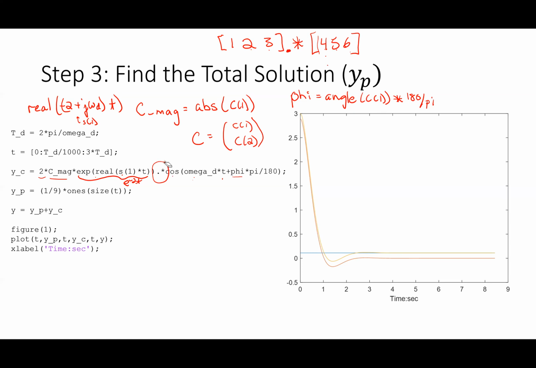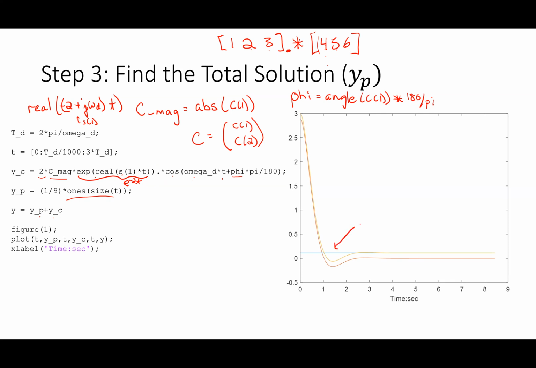Now notice I don't have a dot multiply on every multiplication. I only have it where I'm multiplying those two vectors. If you have extra dot multiplies, it doesn't really matter. I just don't need them. Then I created my particular solution using the ones command, and I made it the same size as my time vector. And then I combined yp and yc. And here's what it looks like.